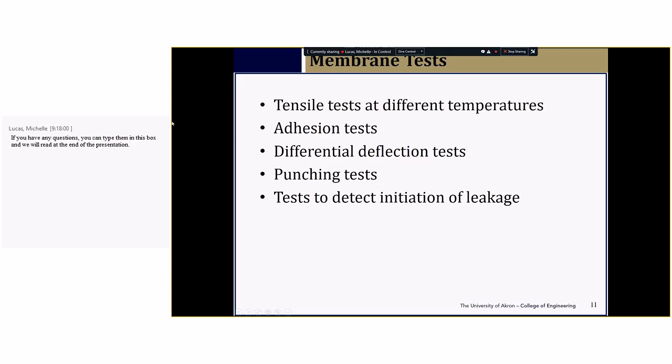So we did primarily 5 different types of tests. Tensile tests at different temperatures, the bond test, which is adhesion tests, differential deflection tests, punching tests, and tests to find out if there is any leakage at large differential deflections.